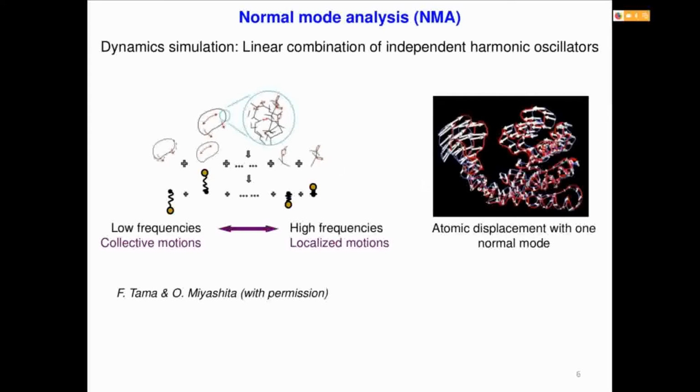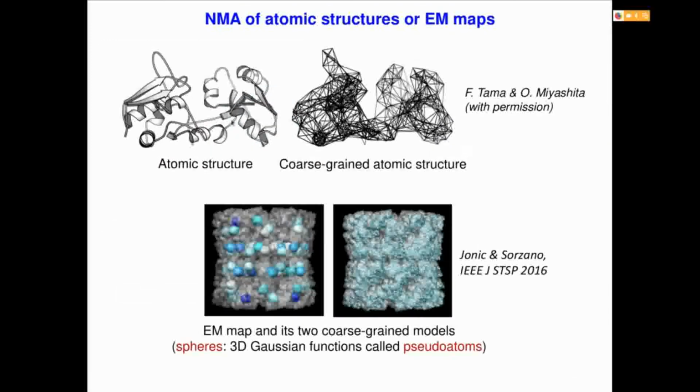Here you see an atomic displacement with one normal mode of this blue structure into the red structure. So the arrows are the shifts of each of the atoms in the blue structure. Normal mode analysis can be performed using a full atomic structure or coarse grain structure, or using a density map like those obtained by cryo-EM, or even simulated density maps from atomic structures.